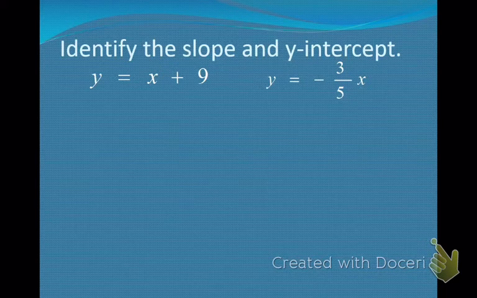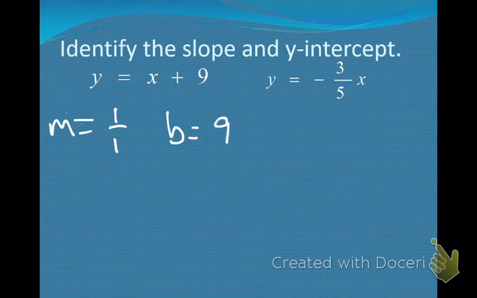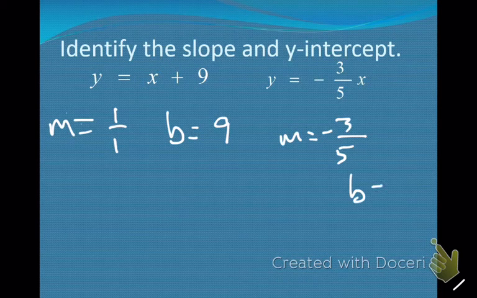Okay, so what'd you come up with? The slope for this one is 1 over 1, right? Or 1. If you wrote down 1, that's fine. And then the y-intercept is 9. Here, the slope is negative 3/5, and the y-intercept is 0.